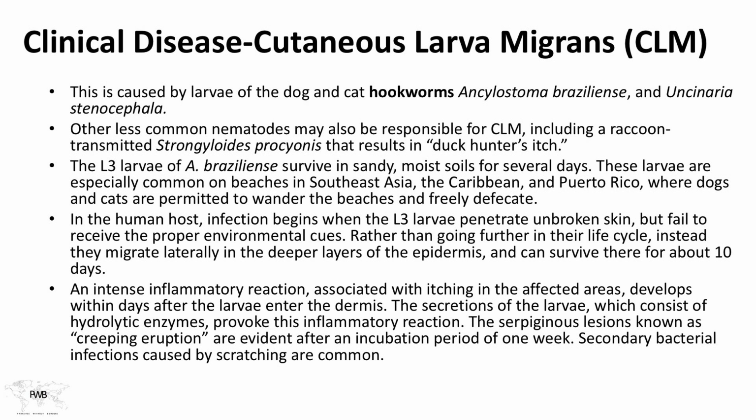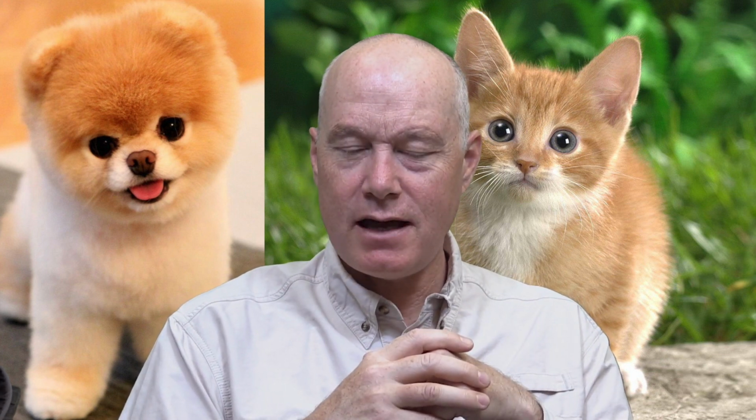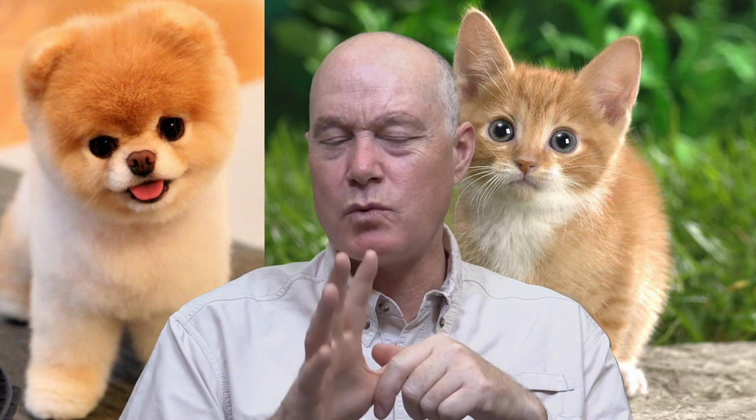And so it's going to end up migrating laterally in the deeper layers of the epidermis, and this is going to occur for about 10 days. During this 10-day migration, you're going to get an intense inflammatory reaction. It's going to become quite itchy, and you're going to see these serpiginous lesions, which really are the worms aberrantly migrating through the deeper layers of the epidermis. It's quite disturbing.